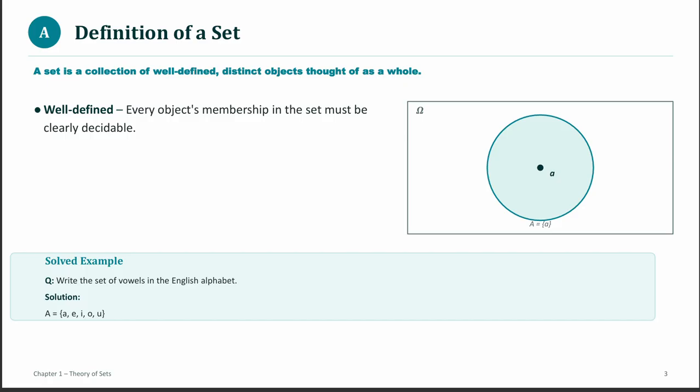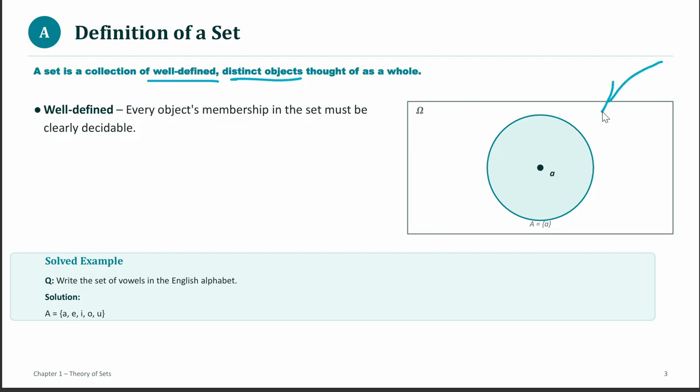First of all, let us talk about what basically a set is. A set is a collection of well-defined, distinct objects thought of as a whole. Here, you need to emphasize two words, well-defined and distinct. The objects in a set should be well-defined and they should be distinct. Distinct means that there should be no common elements, but they should be different. Every object's membership in the set must be clearly decidable.